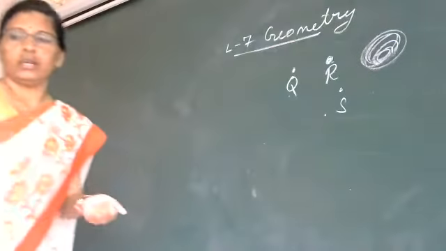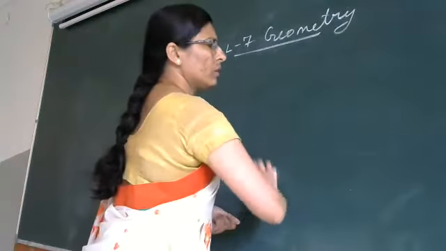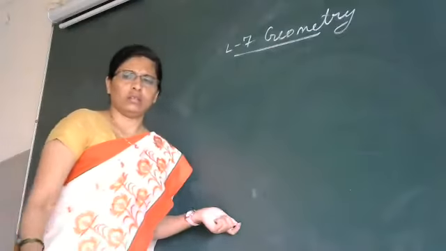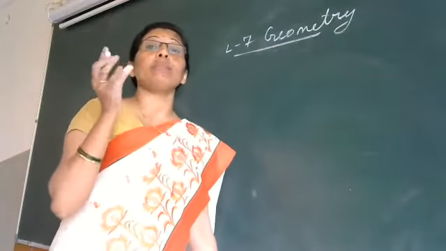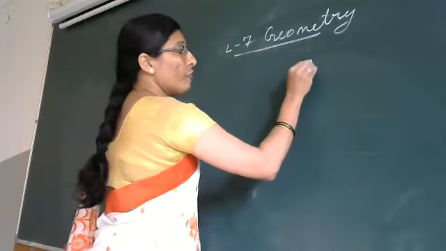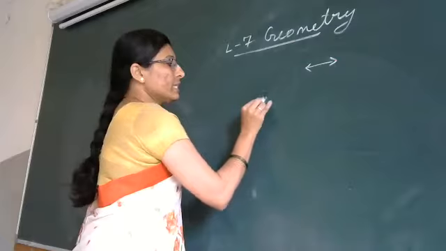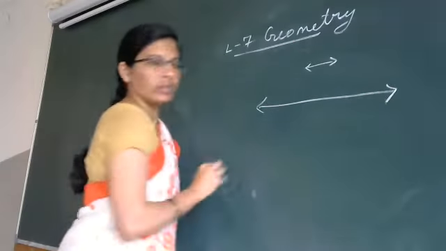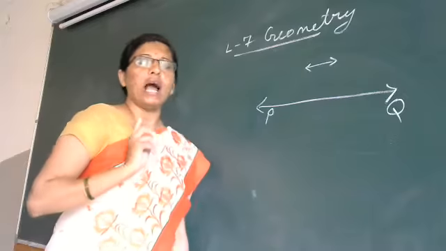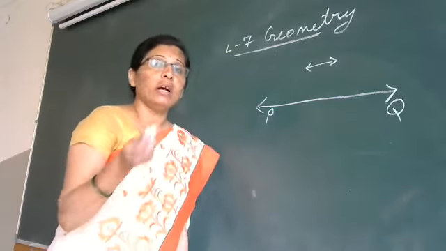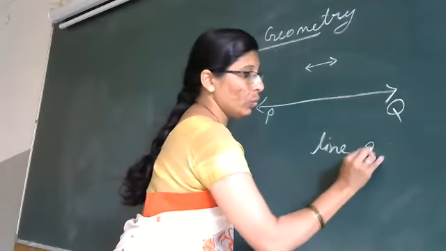And line, you understood? For that, we put an arrow at each end. That is the naming. That is the symbol for line. Symbol for line means having two arrows. So if this line is given, this line is named PQ. PQ is a line. So how can we write line PQ? We have to write like this, line PQ.